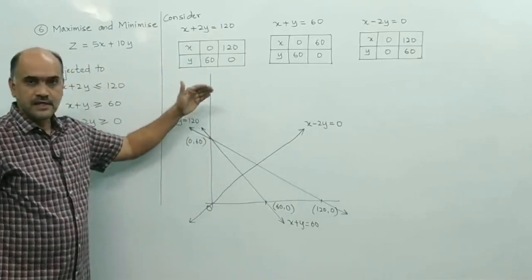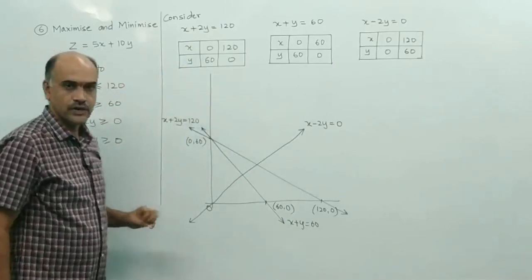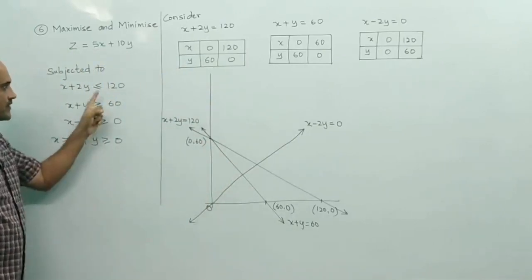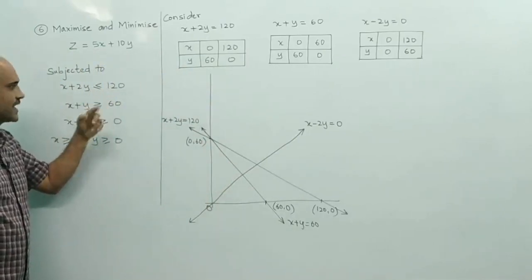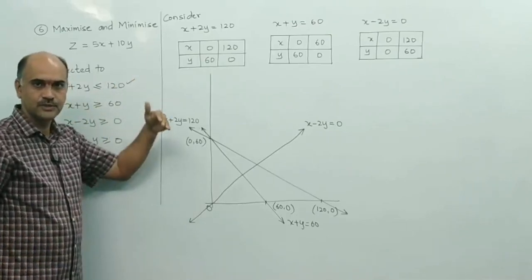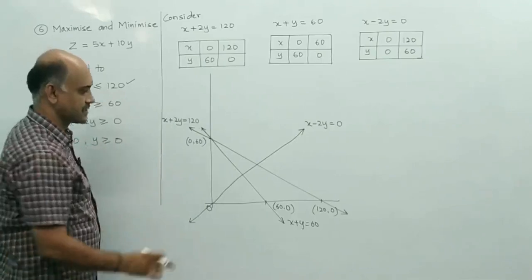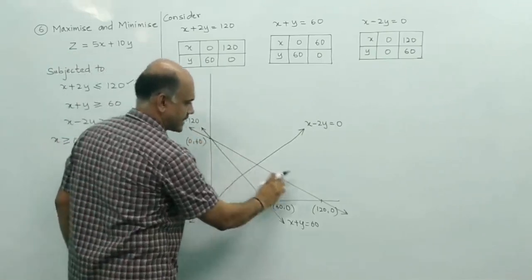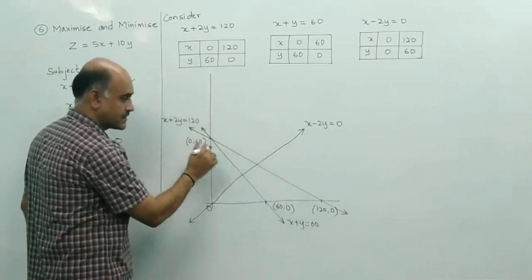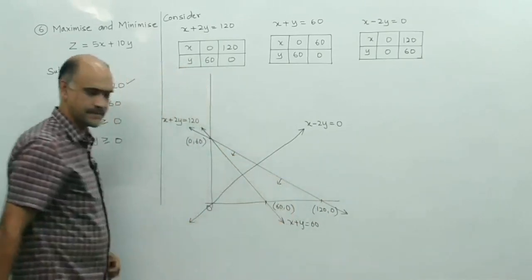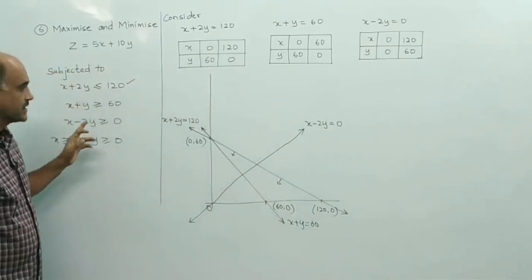Now students, you can try on your own where you will get the feasible region, or you can tell me. First, the first line is less than or equal, so it should be towards the origin. So 120, this is the line. So less than means towards origin. So it can be on this side or this side, towards origin. Is that clear?